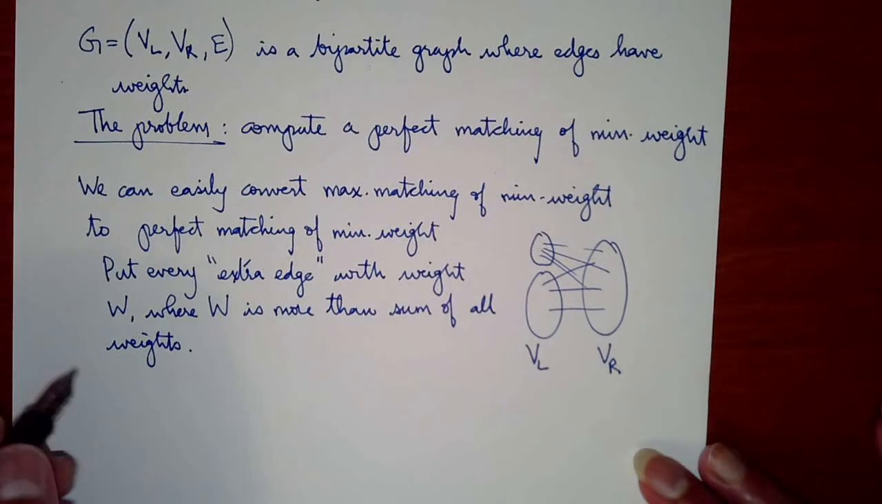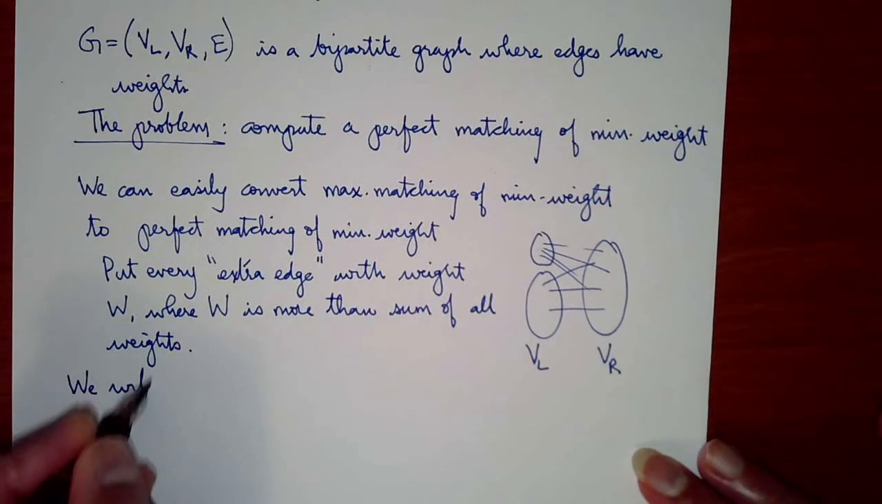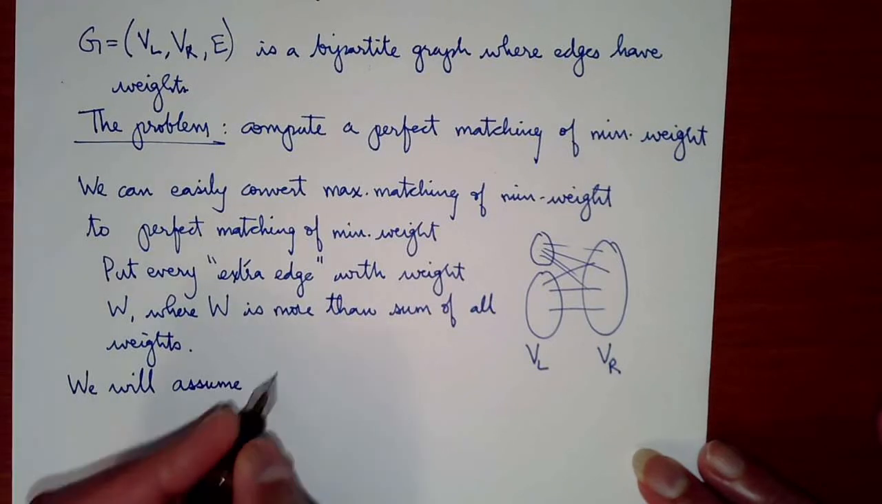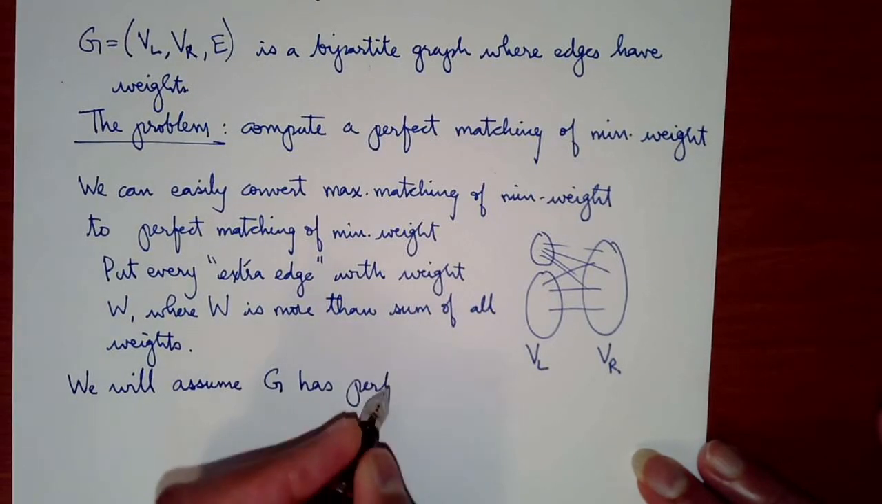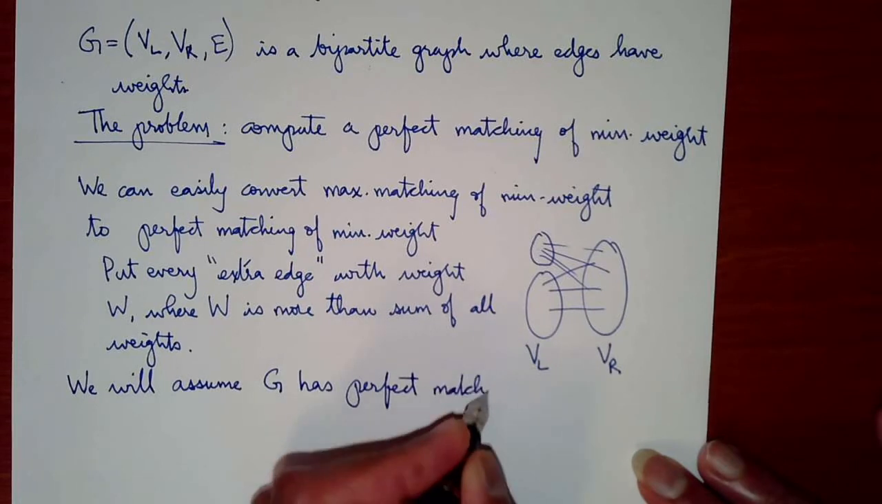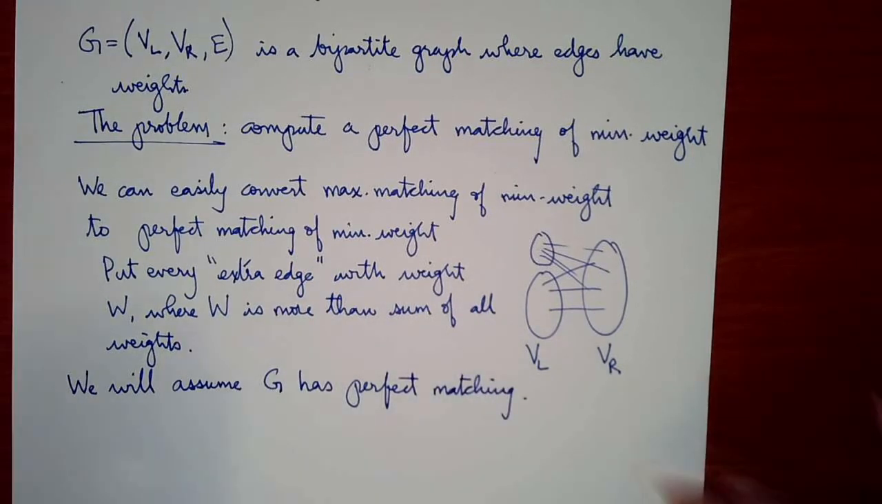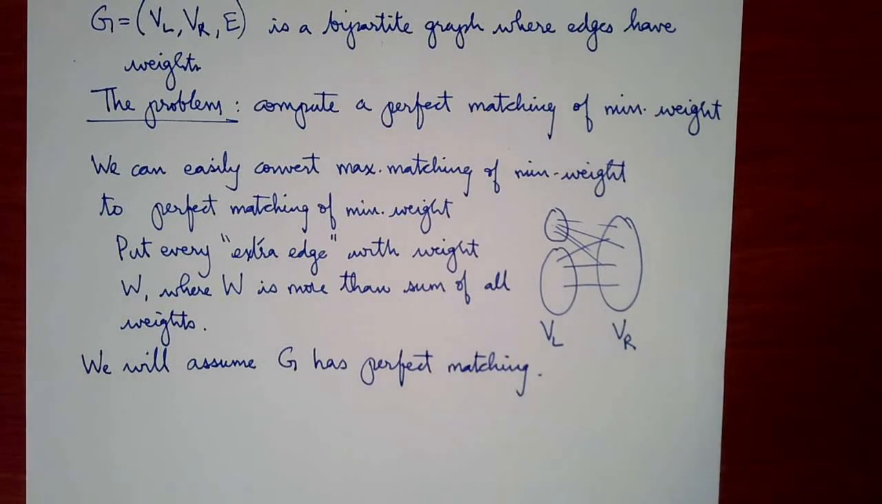And so we will assume that G has a perfect matching. It just makes our discussion a lot easier when we assume that G has a perfect matching. So how do we do this? You can reduce this problem to min cost flow, and you can solve a min cost flow. Although it's nice to see, we'll see a very nice direct algorithm, and this is going to introduce some topics that I will cover in more detail over the next few lectures.